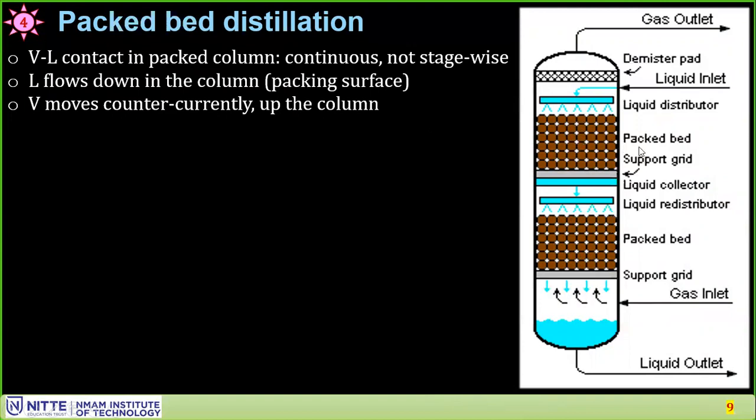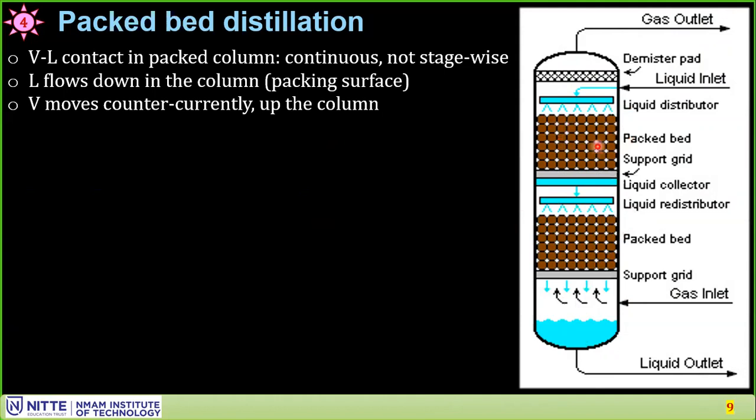Even in the tray column or packed column, the stages above the feed, here it is feed, in this case is here, usually feed can be in the center also. The number of stages above the feed is called the enrichment section or rectification section. The number of stages below the feed towards the bottom liquid is known as the stripping section. So the stripping section will be at the bottom, and the enrichment or rectification section is at the top of the column.